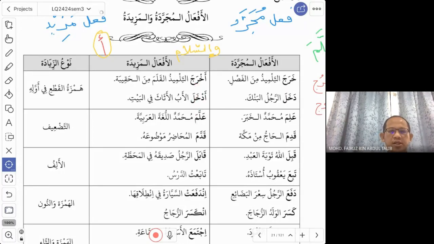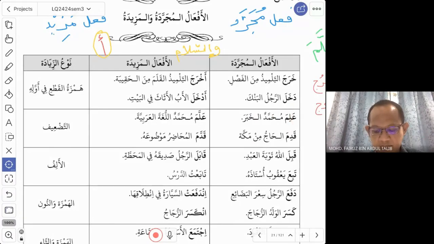Now, we go through all the examples and then I will give you a formula: how do you recognize whether it is mazid or mujarrad, and what do you add to the word. Now, we look at the second example: دخل الرجل البنك. So the man enters the bank. The man entered the bank.